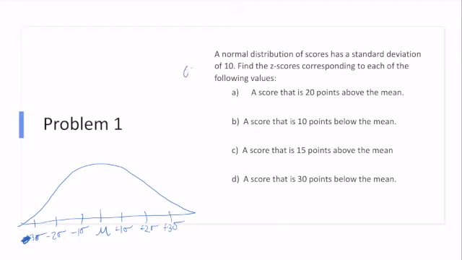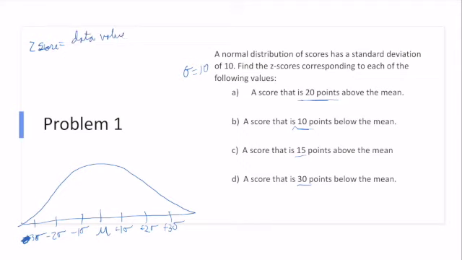So a normal distribution of scores has a standard deviation of 10. Okay, so here we know we have a normal distribution. Our standard deviation sigma is 10. And I want to find the z-scores corresponding to each of the following values: 20 points above the mean, 10 points above the mean, 15, and 30.